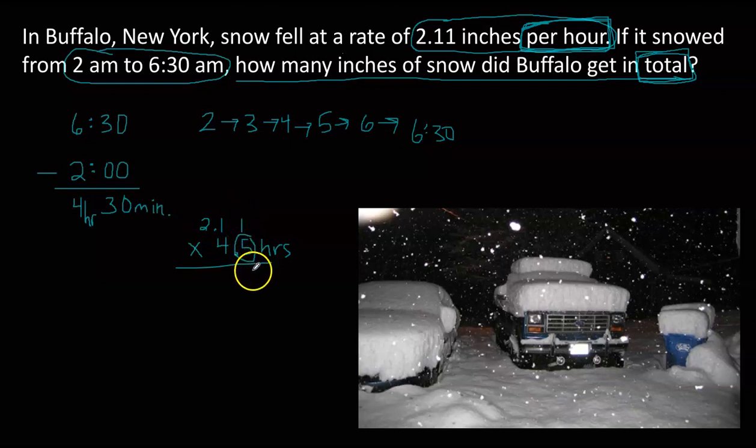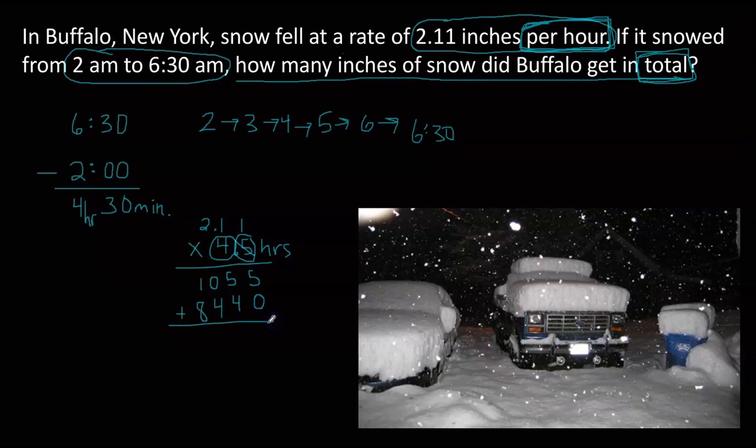So 1 times 5 is 5. 1 times 5 is 5. 2 times 5 is 10. Then when I move to the next line, I need to place a 0 as a placeholder. I'm finished multiplying by 5. Now I need to multiply the 1, 1, and 2 by the 4. So 1 times 4 is 4. 1 times 4 is 4. And 2 times 4 is 8.